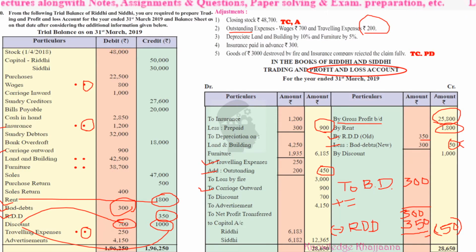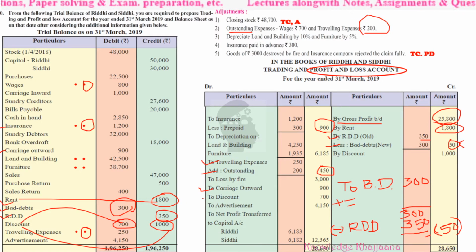See, discount given is a loss. Okay, so this is the loss which is given on the debit side, where we record it to the profit and loss account debit side, and this is the discount they have received. So this is a gain for them, and where the gains and incomes are recorded, we record to the credit side of the profit and loss account. Okay, so gain is recorded to the profit and loss account credit side.